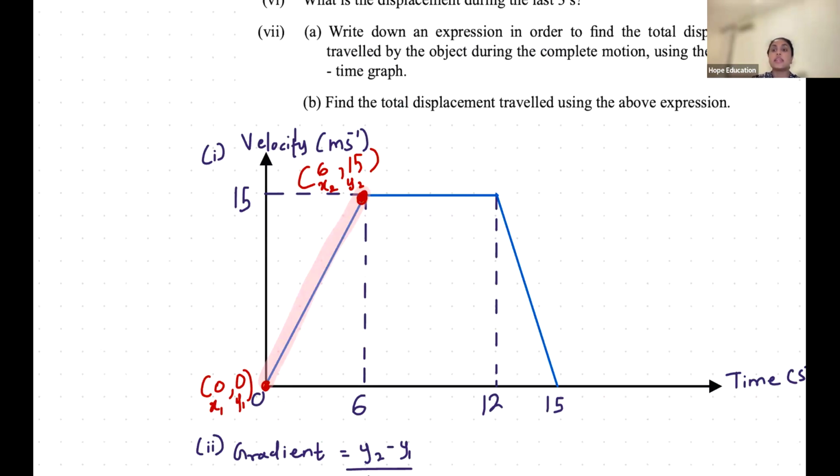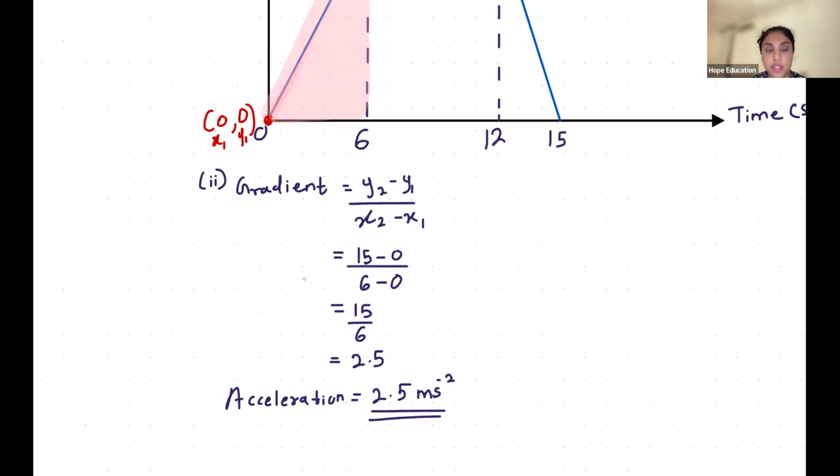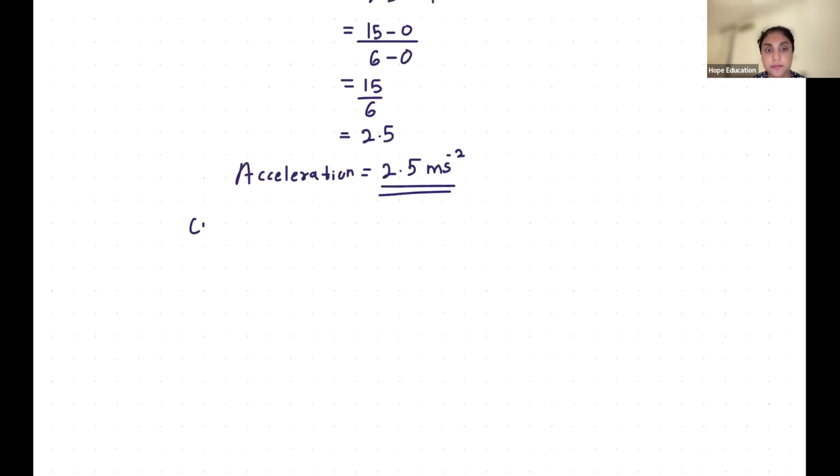Area. From a velocity, yes, area. So if you take the first 6 seconds, now this is a triangle. So for a triangle, we have to go with half into base into perpendicular height, yes. So Roman number 3, we'll get the area.